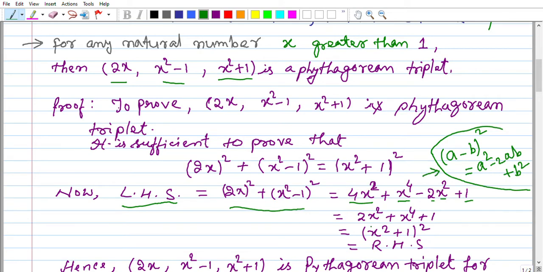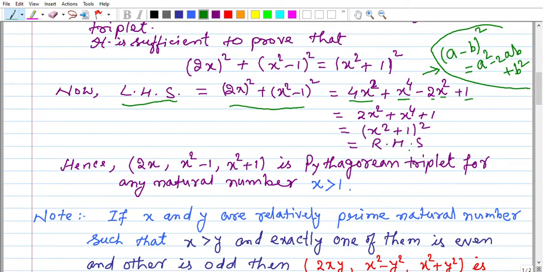So after calculating it, we get 4x square minus 2x square, which is 2x square, plus x power 4 plus 1. It again comes in the form of the algebraic identities. It becomes (x square plus 1) whole square. That we get as RHS here. Hence 2x, x square minus 1, x square plus 1 is a Pythagorean triplet for any natural number x which is greater than 1.